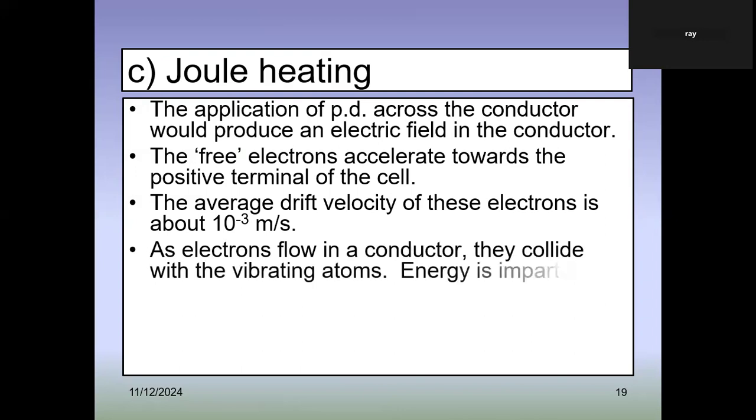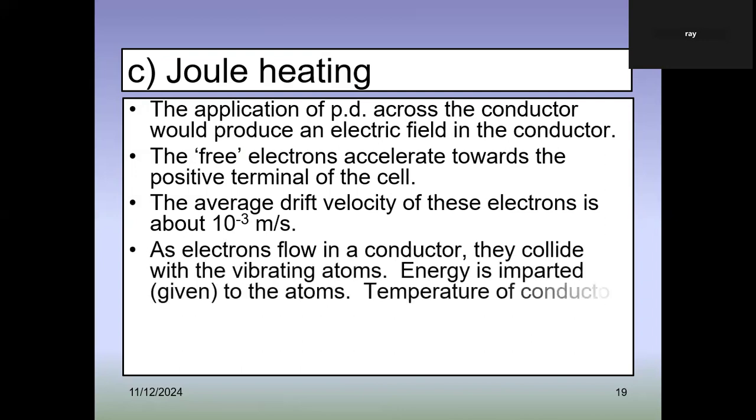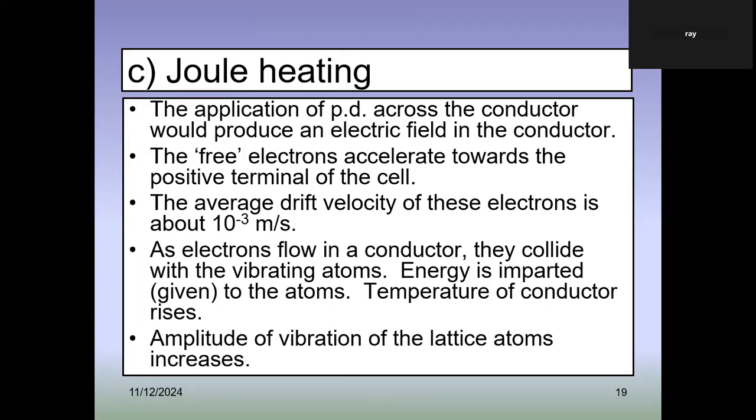Electrons flowing in a conductor collide with the vibrating atoms. Energy is imparted to the atom. We are just repeating: the positive ions are vibrating, and the electron is colliding with the positive ion. So we see the energy transferred to the positive ion as the temperature of the conductor rises. When temperature rises, the amplitude of vibration of lattice atoms increases. The positive ions vibrate with larger amplitude.